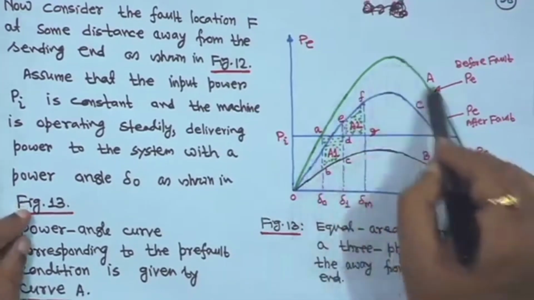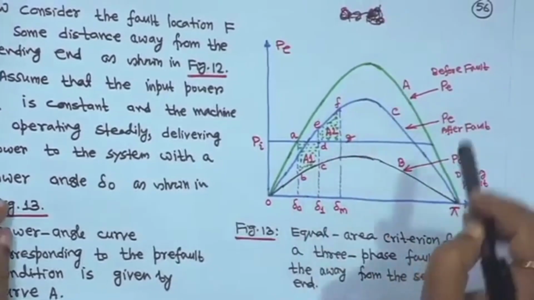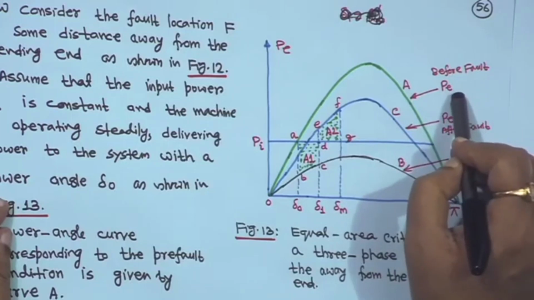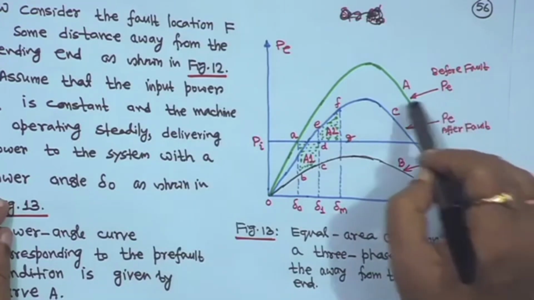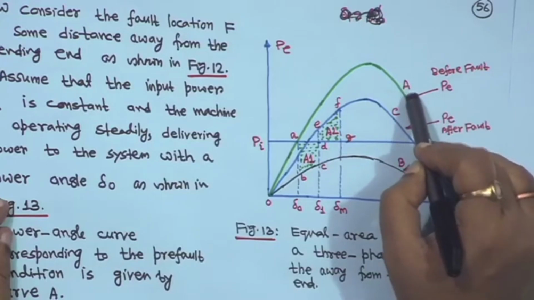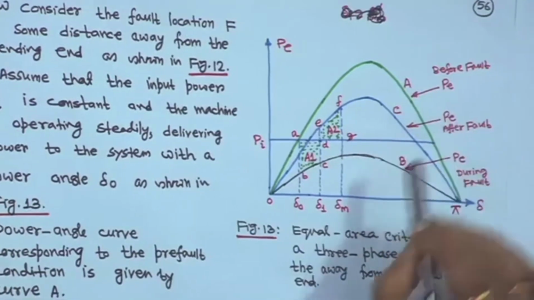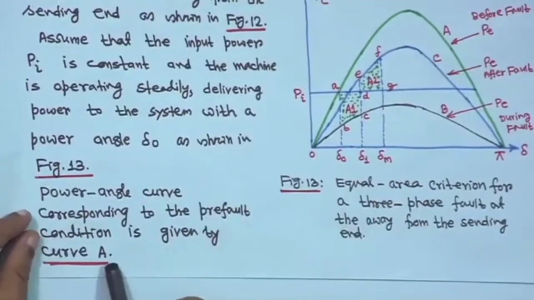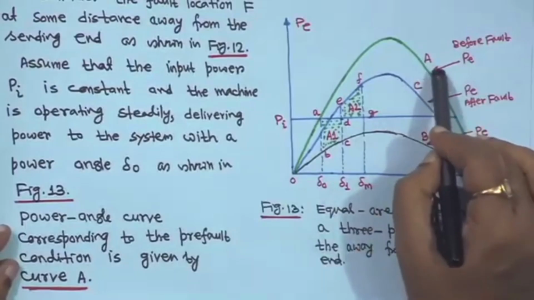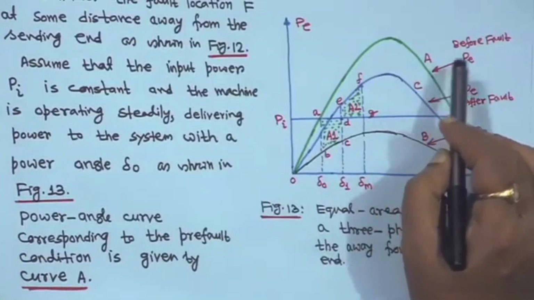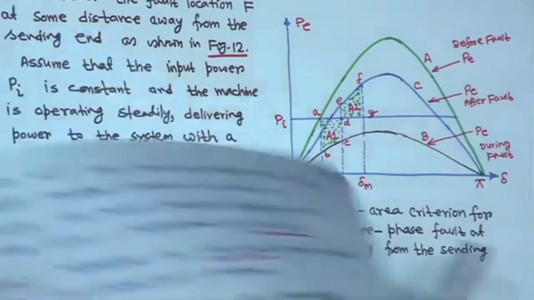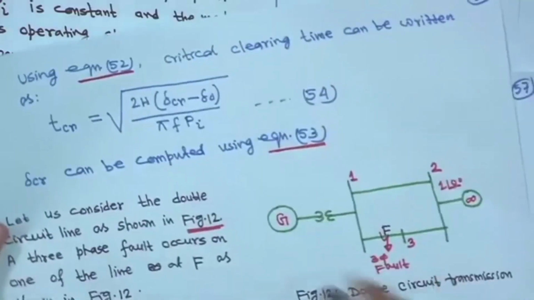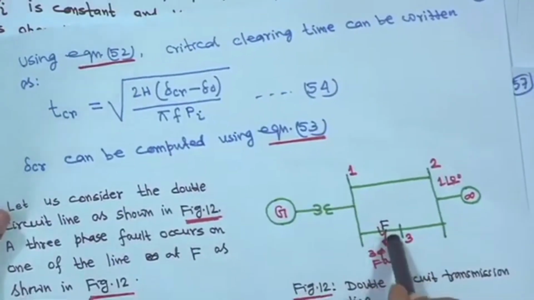This green curve is called curve A. This is before the fault, that is, pre fault. The power angle curve corresponding to the pre fault condition is given by curve A, the green one. Now, the fault location F is a little bit away from the sending end, not at the sending end.